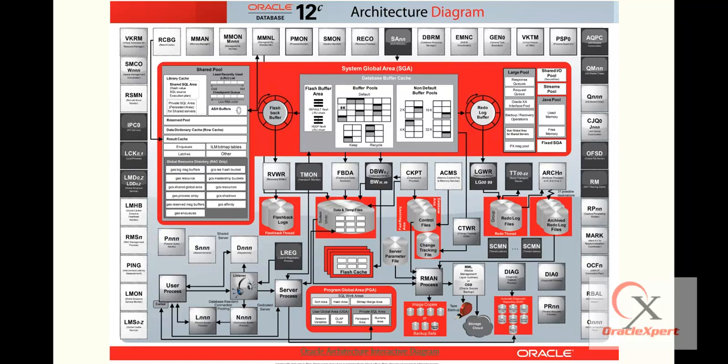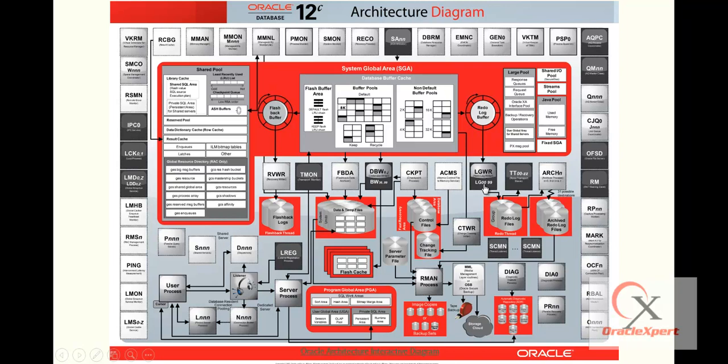Then you have control files. It's a binary file that records the physical structure of a database and contains the names and locations of redo log files, the timestamp of the database creation, the current log sequence number, the checkpoint information, the location of your data files, and so on and so forth. It also contains the metadata of your RMAN configuration and RMAN backup metadata.